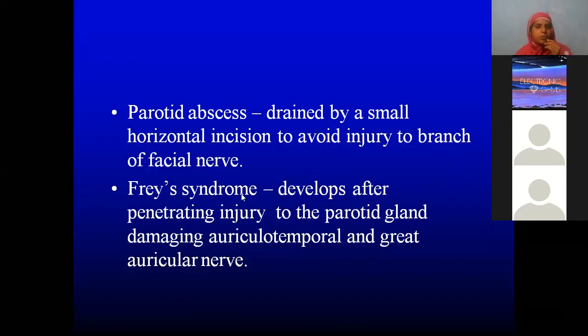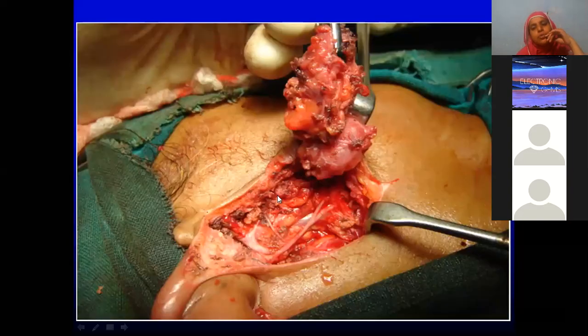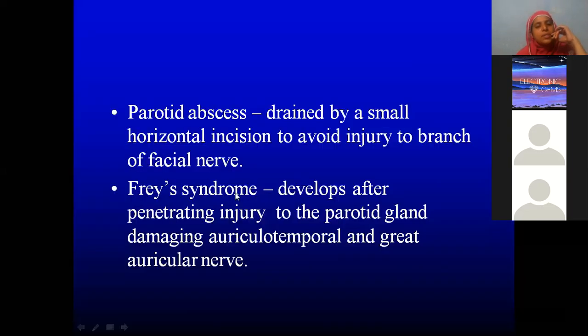So what is a parotid abscess? Whenever there is an infection, usually there will be pus. That also can be drained by a simple incision, seeing that we are not damaging the nerve. This is quite easy because the facial nerve is not so superficially situated. It is just below the superficial lobe, and deeper to that we have the deep lobe. So this is quite easy only. This syndrome I have just discussed.